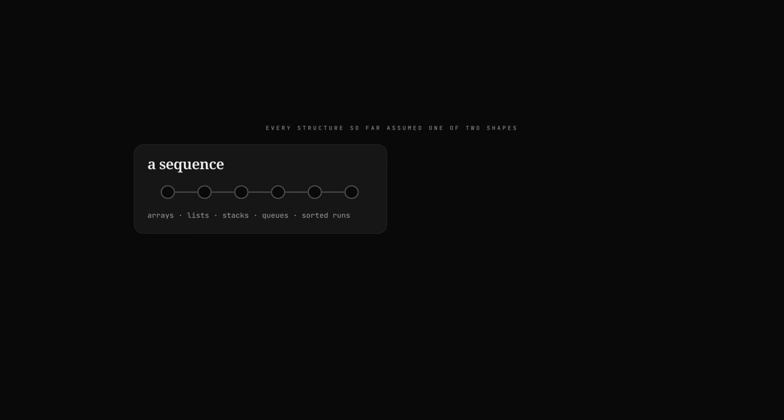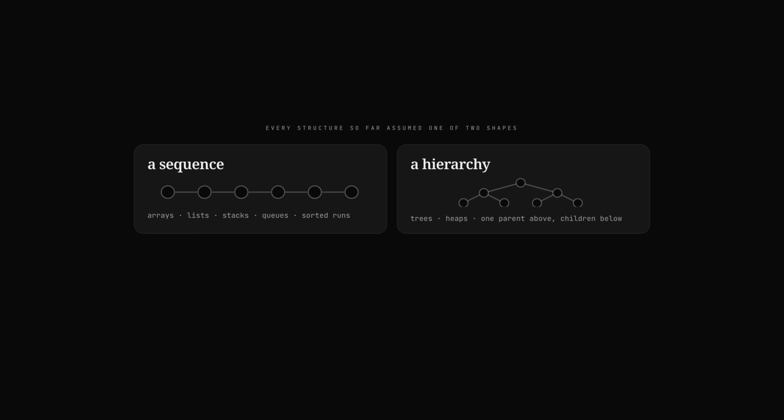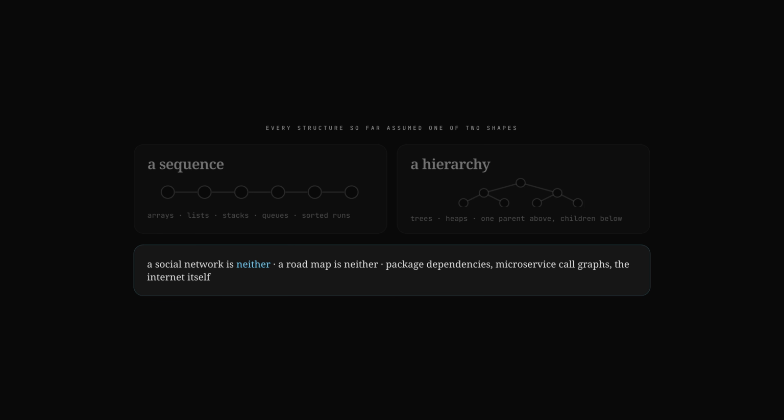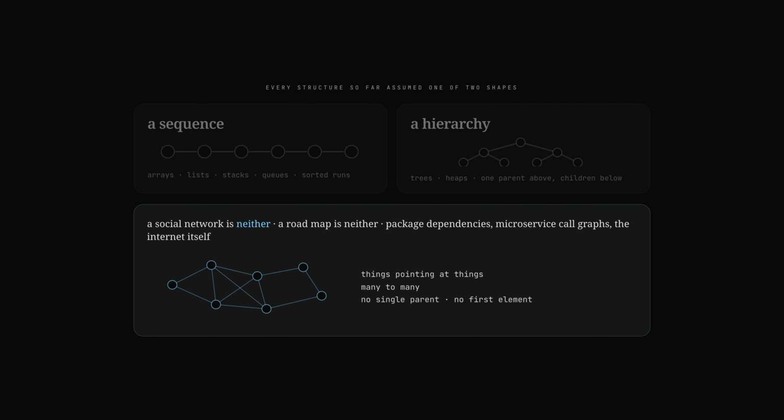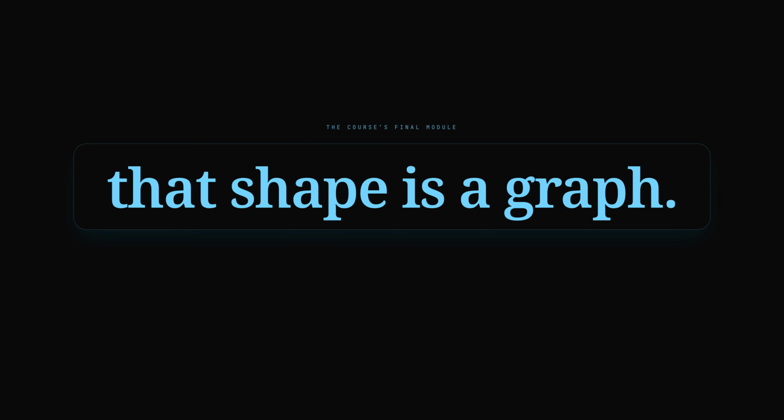Now step back further. Every structure in this course has assumed your data has one of 2 shapes. A sequence: arrays, lists, stacks, queues, sorted runs. Or a hierarchy: trees, heaps. One parent above, children below. A social network is neither. A roadmap is neither. Package dependencies, microservice call graphs, the internet itself. Things pointing at things, many to many, no single parent, no first element. That shape is a graph.